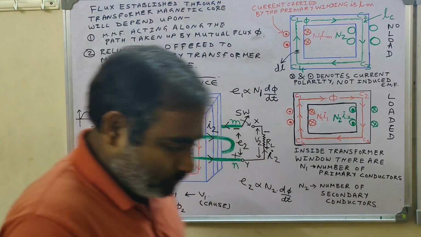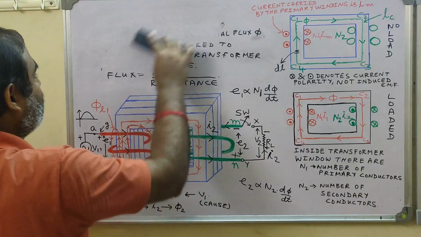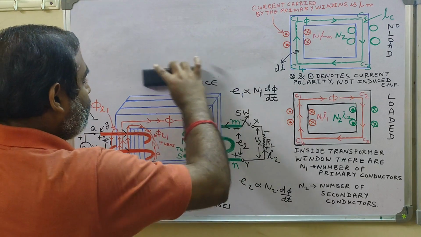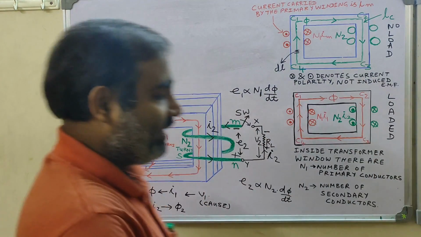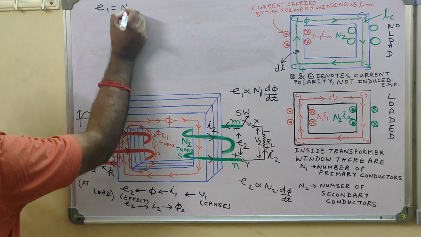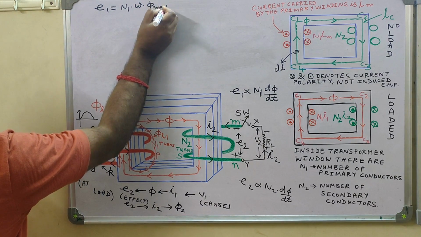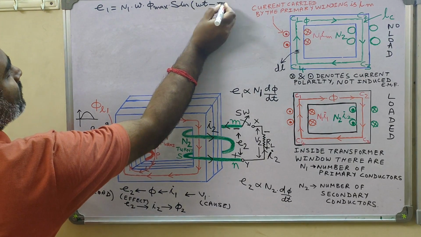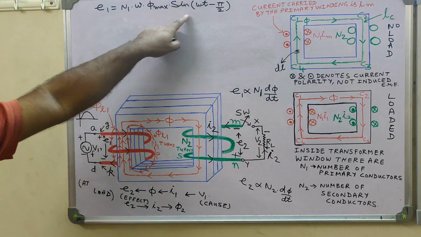Okay, so let us now revisit what we have derived in our previous lecture. Actually, that is a very important conclusion which we have derived. So it will take very little time. We have just now derived that the expression for E1 was N1 into omega into phi max into sine of omega t minus pi by 2. E1 equals N1 into omega into phi max sine omega t minus pi by 2.